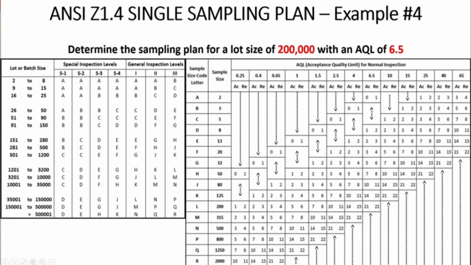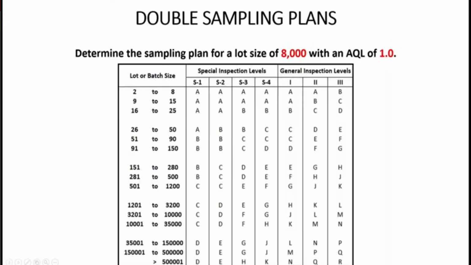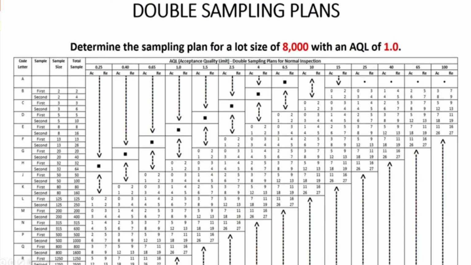Now let's move on to double sampling, because I want to help you understand the pros and cons of double sampling. So we're going to go back to that original example of a lot size of 8,000 with an AQL of 1.0. This sample size code letter doesn't change. So we're still going to find ourselves with sample size code letter L. But let's see what the double sampling plan looks like.